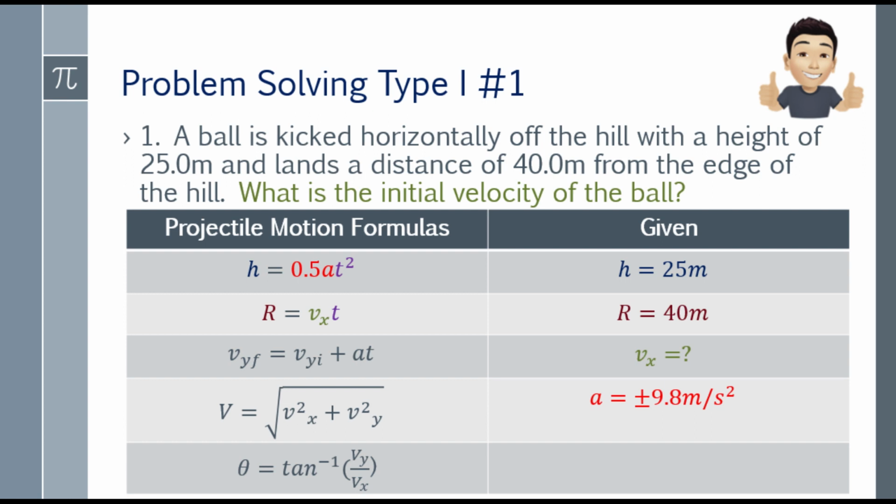We can use the formula R is equal to Vx times time. Kaso wala tayong time. But we have the height and the acceleration. We can use the first formula. So height is equal to 0.5 a t squared.